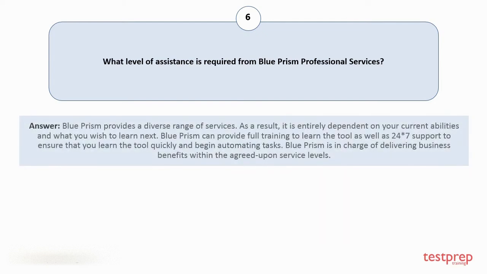Question number 6, what level of assistance is required from Blue Prism Professional Services? Your answer is: Blue Prism provides a diverse range of services. As a result, it is entirely dependent on your current abilities and what you wish to learn next. Blue Prism can provide full training to learn the tool as well as 24/7 support, to ensure that you learn the tool quickly and begin automating tasks. Blue Prism is in charge of delivering business benefits within the agreed-upon service levels.